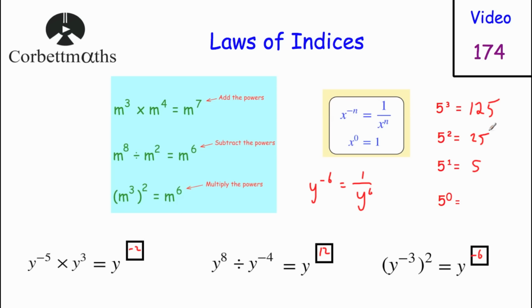So if we divide by 5, we get 25. If we divide by 5 again, we get 5. And if we divide by 5 one more time, we will get 1. So as you can see, I've just shown that 5 to the power of 0 is equal to 1.